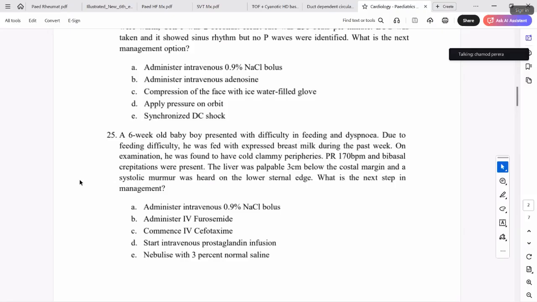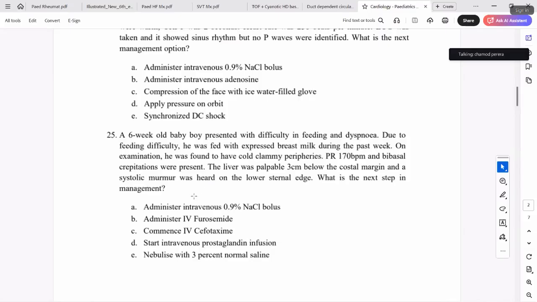But bibasal crepitations are heard, right? Even though they have mentioned the shock here, with the cold clammy peripheries and the tachycardia, the main focus of this question is the breathing difficulty, because they are emphasizing the breathing difficulty more. So your entire management should focus more on the breathing difficulty.